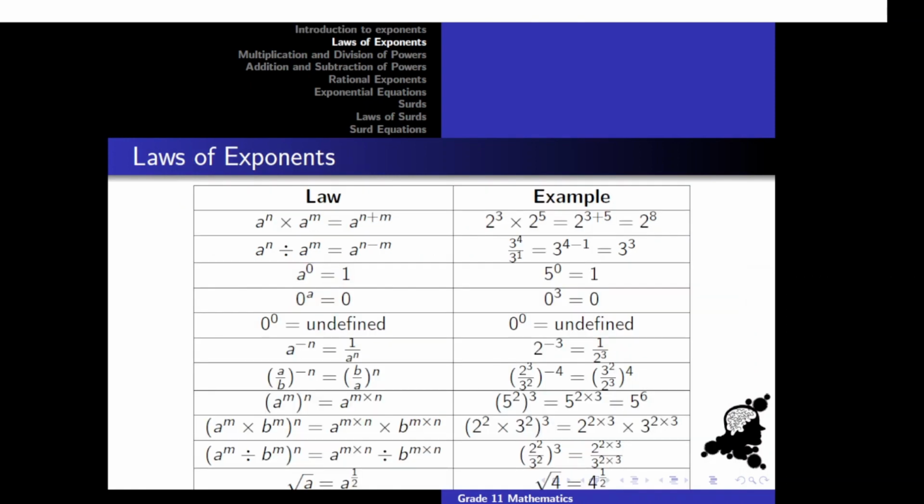All right, we've got a table here showing the laws of exponents. I know there's a lot of them, but let's just have a look at the common ones that we'll come across a lot.